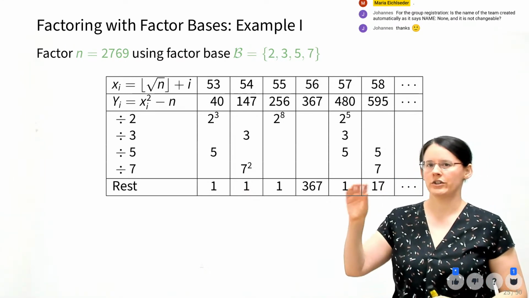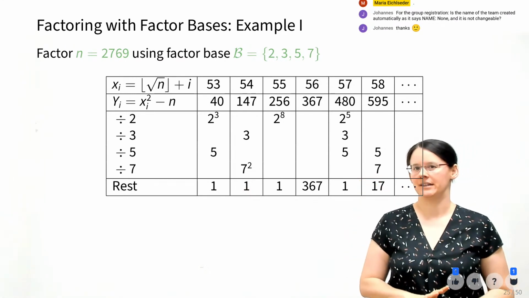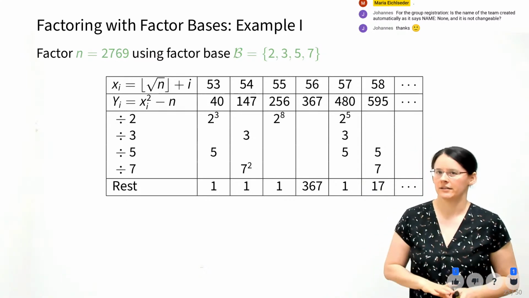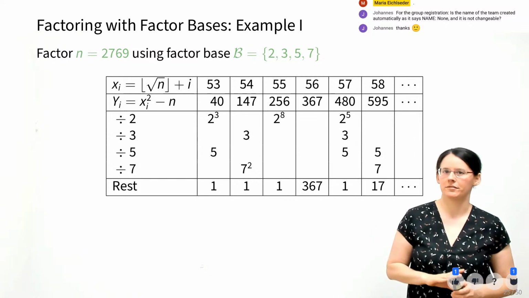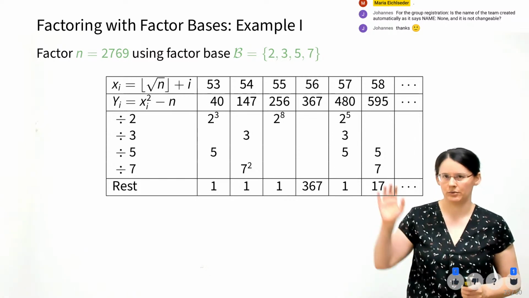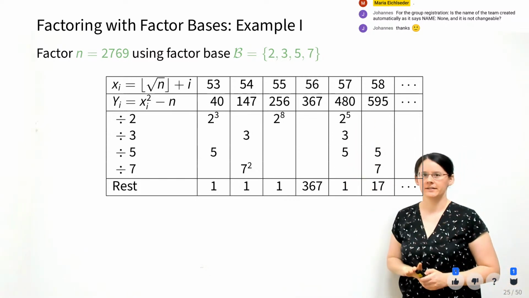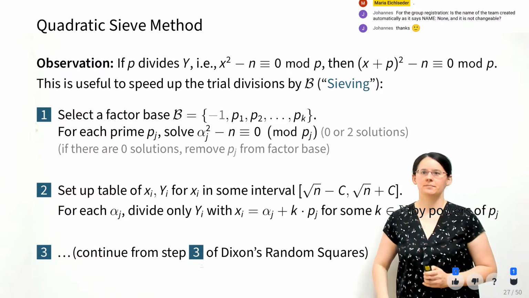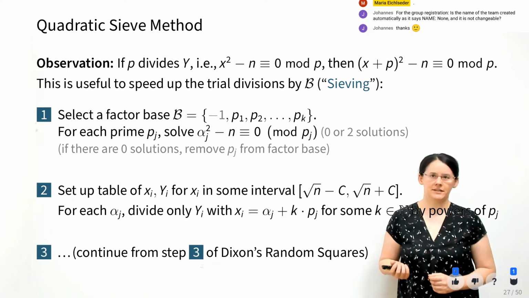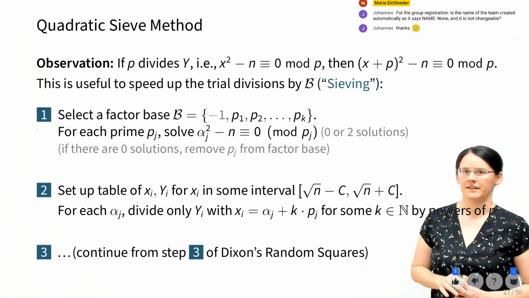Let's have a look at which numbers can actually be divisible by the prime factors we're looking for. And this is the basic idea of the sieving step, to divide only the relevant numbers. So let's have a look at how this method works. The basic observation is what I just said.